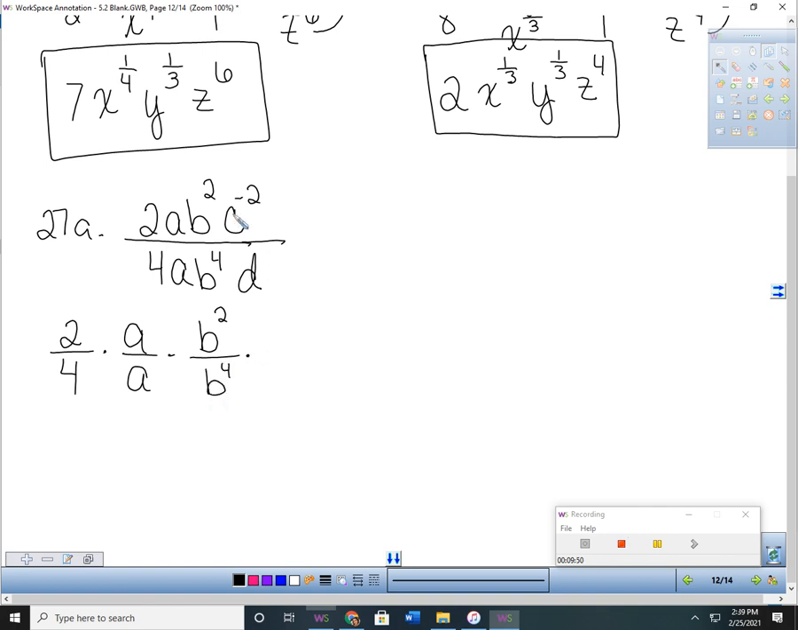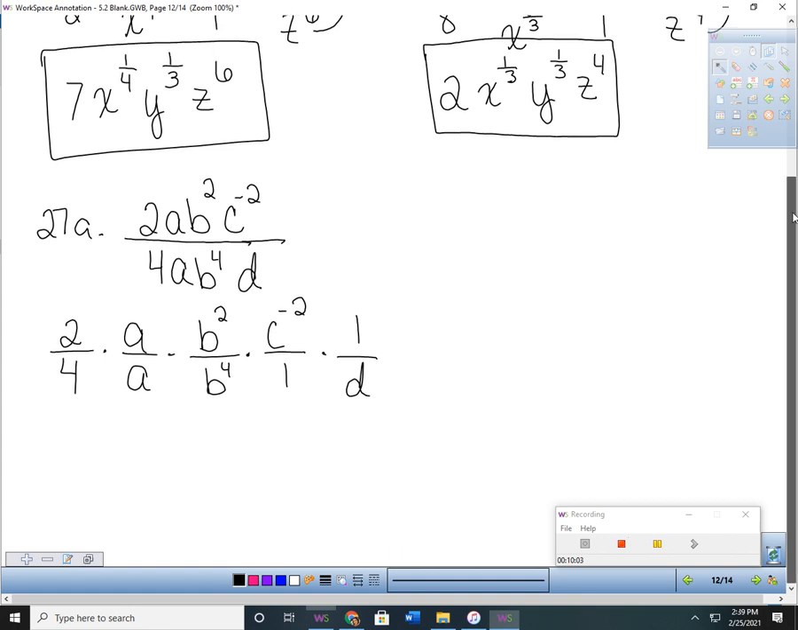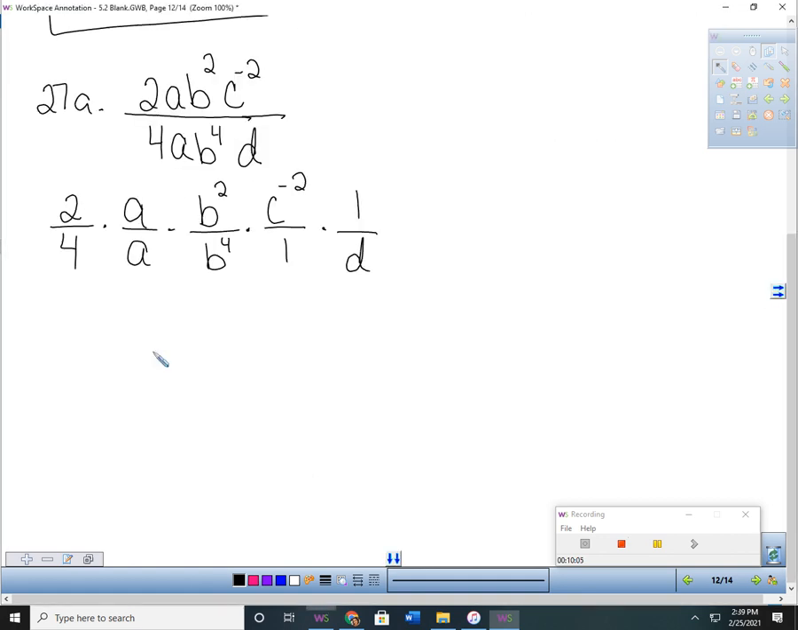I've got a c on top, but not on the bottom, so I'll put the c to the negative 2nd over 1. And then no d on top, but I do have a d on the bottom. And then we're going to focus on each one. So 2 over 4, that reduces to a half. So 1 over 2. I'm just going to make one big thing here.